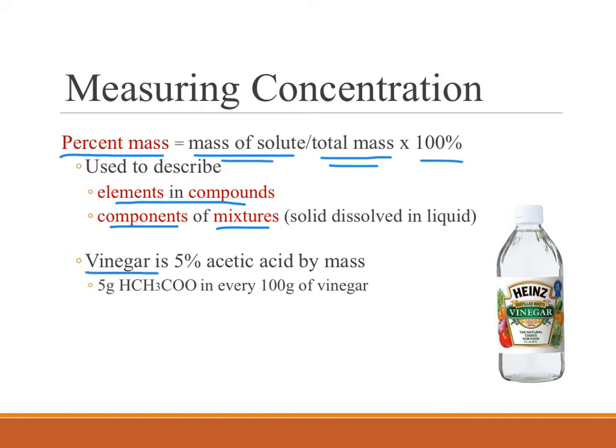If you look on a bottle of vinegar, it'll tell you it's a 5% acetic acid solution, and that is 5% by mass. So there are 5 grams of acetic acid in every 100 grams of vinegar. If you want 5 grams of acetic acid for a particular chemical reaction, you would measure out 100 grams of vinegar, and you know that that's how much acetic acid is present.